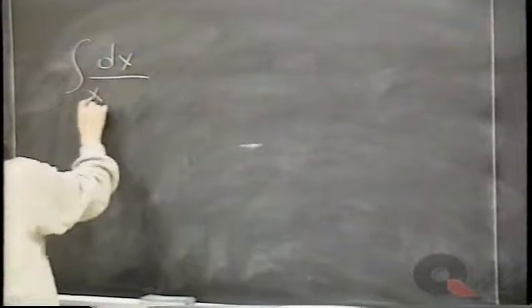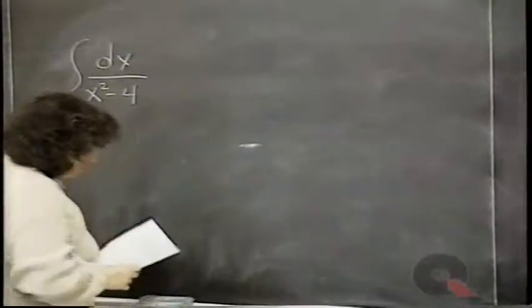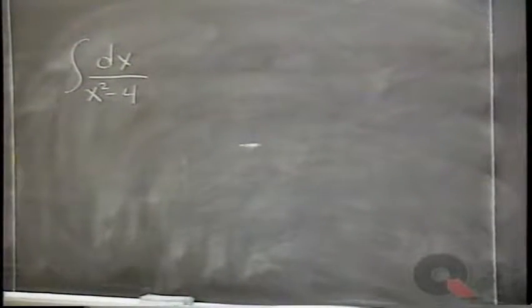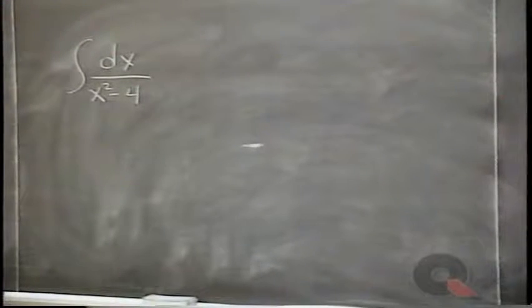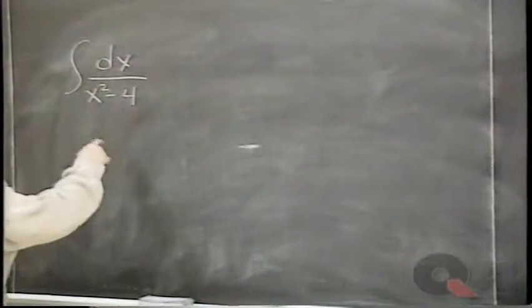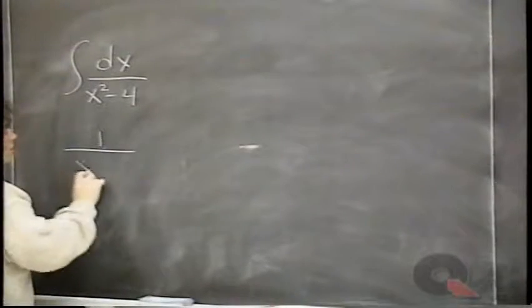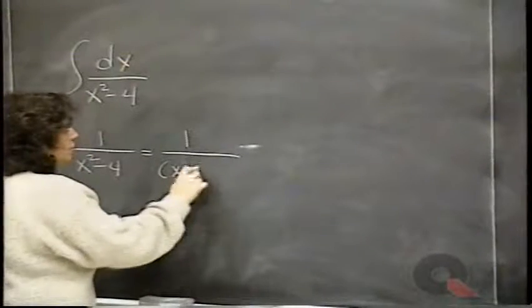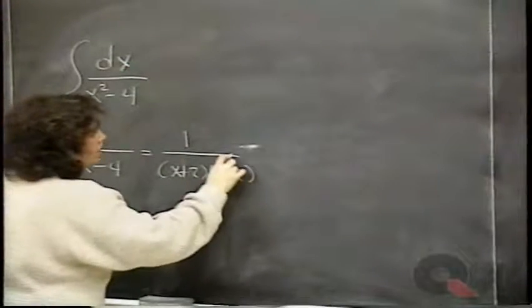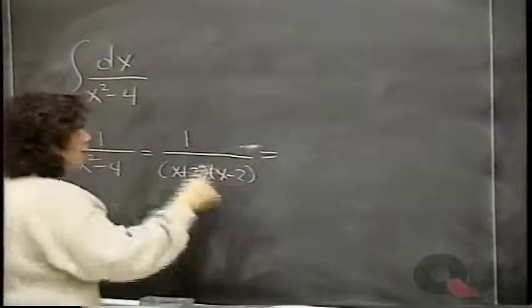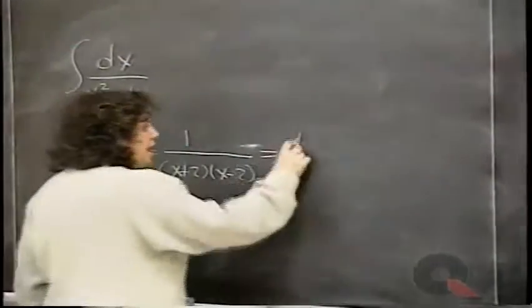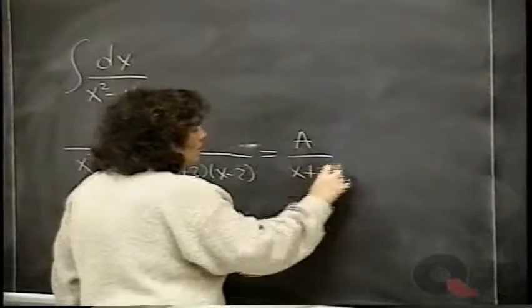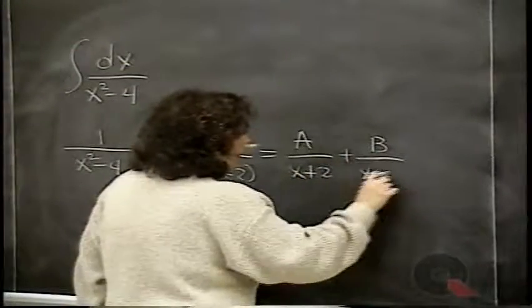Let's start with the integral dx over x squared minus 4. Now, having studied integration by partial fractions, hopefully you recognize this as 1 over x squared minus 4, which is 1 over x plus 2 times x minus 2. And this can be rewritten as A over x plus 2 plus B over x minus 2.